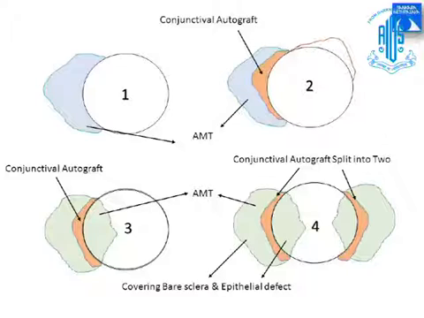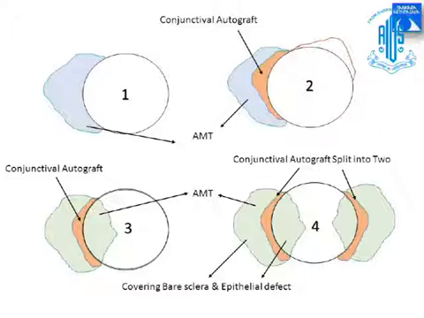Where the area is so big that we are not able to cover the entire bare sclera, that is taken care of by the AMT, and the conjunctival autograft is overlaid onto the amniotic membrane. There is also a technique for a large epithelial defect, where you don't restrict the amniotic membrane only to the bare sclera. You can also extend it into the corneal epithelial defect, so that in the postoperative period the corneal epithelial defect heals much faster. And for a double-headed pterygium, you have enough tissue, so you can split the conjunctival autograft and overlay it onto the AMT.